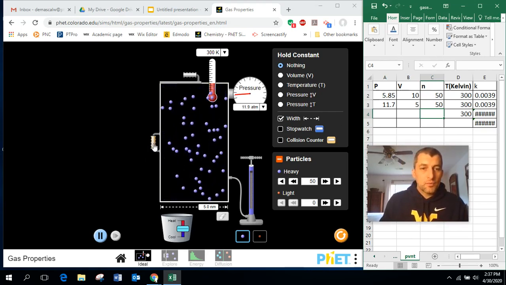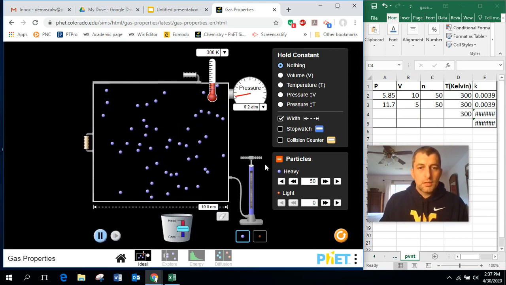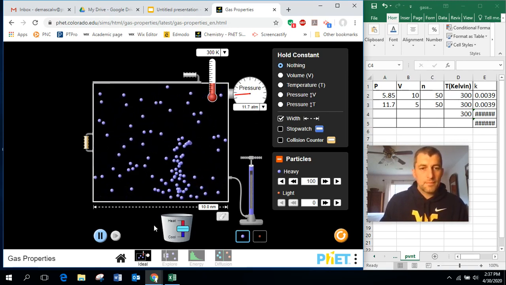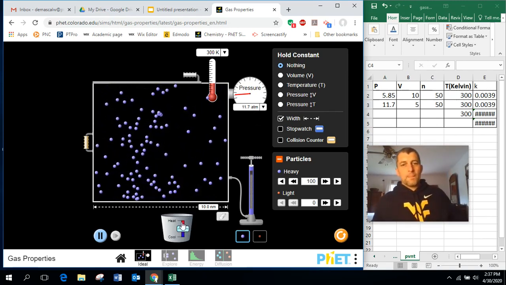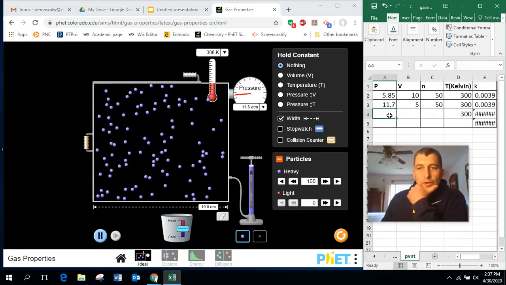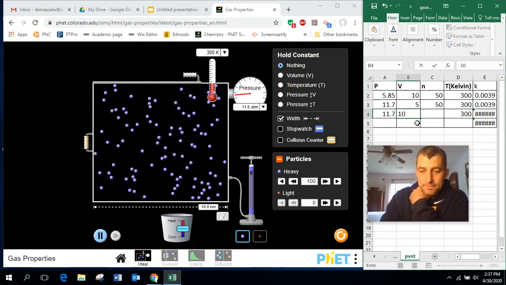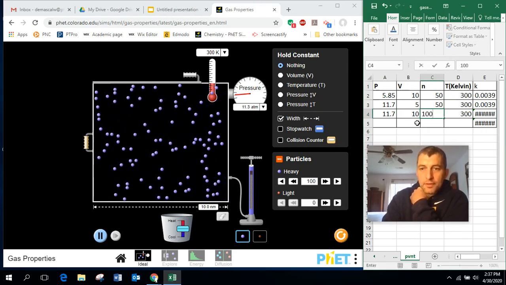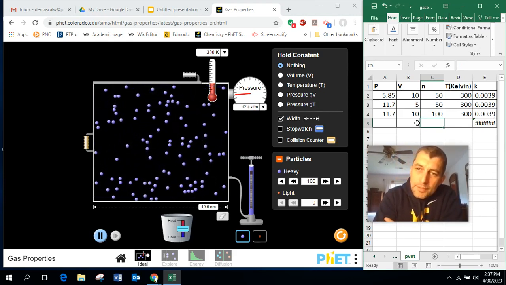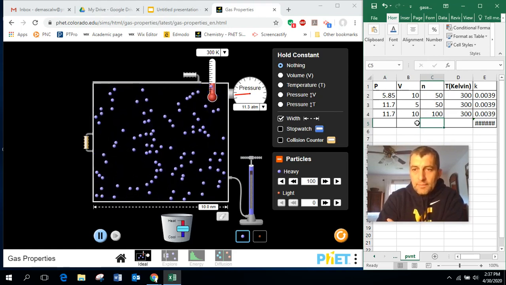Let's go back to the original volume now. Let's go back to 10 units of volume. Let's add a second pump of gas in there. We're going to be at about 11.7. Our volume's back to 10. Our particles are now at 100, and our temperature is at 300. We get the same exact answer again. If we take P times V over N times T, we get that constant value again.